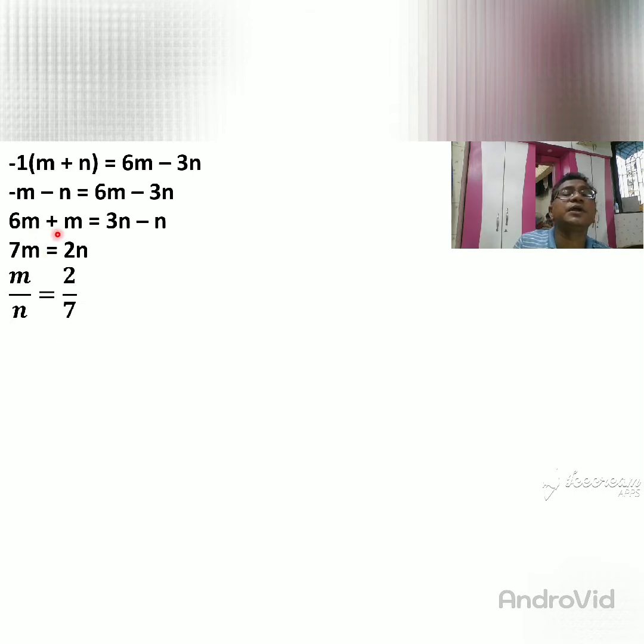See, 6m plus m is 7m, so I write here 7m. 6m minus 3n: what remains here is 3n, so I write here 3n minus n. Which is plus m, 7m; 3n minus n gives 2n. So the 2 remains as it is. This n is multiplying, goes across and divides, so m upon n. The 2 remains as it is. 7 is multiplying m; when that 7 goes across, it divides. So 2 upon 7. So m upon n is equal to 2 upon 7. That is the ratio: m is to n is equal to 2 is to 7.